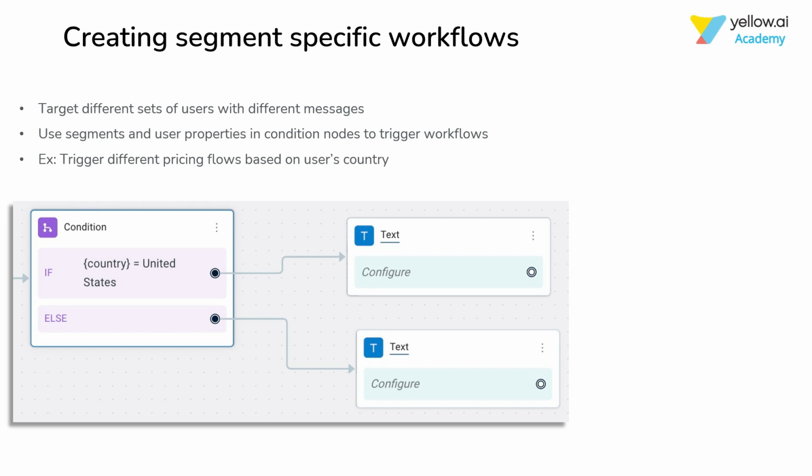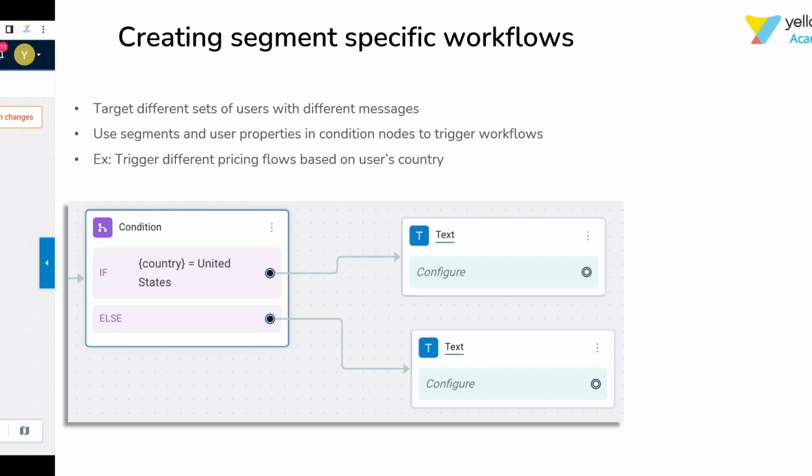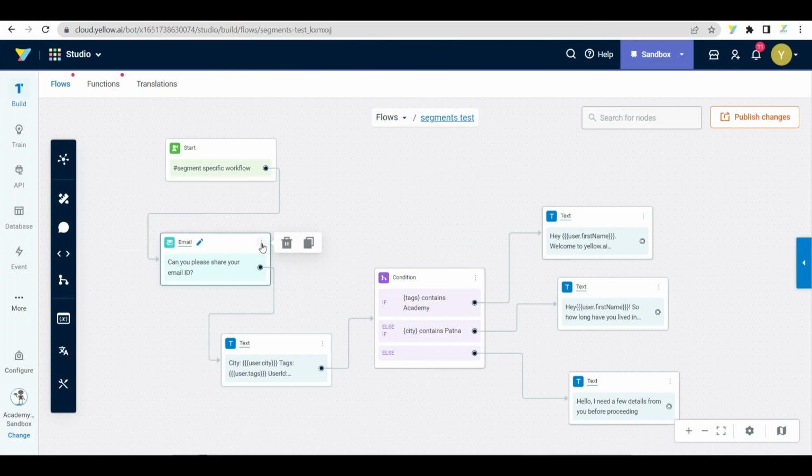For example, we might want to show a different set of pricing plans to customers in India compared to customers from the United States. A condition node comes in handy, and we can evaluate the values of relevant user properties to execute different flows. We have created a flow to demonstrate how segment-specific flows can be created.